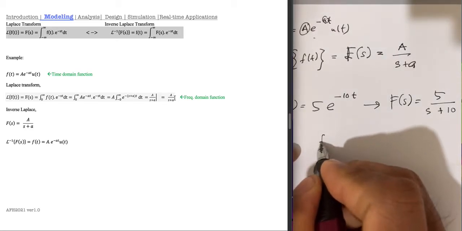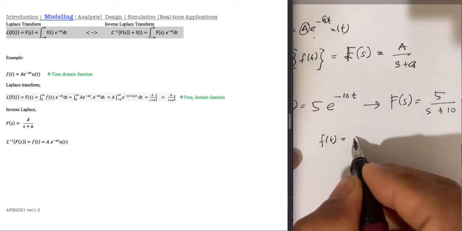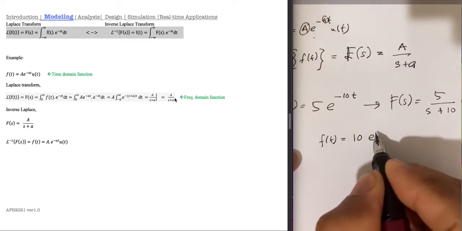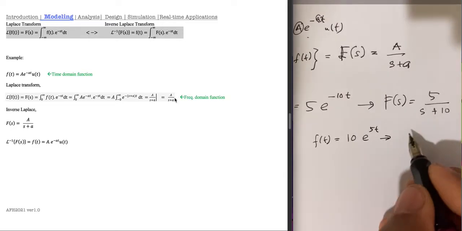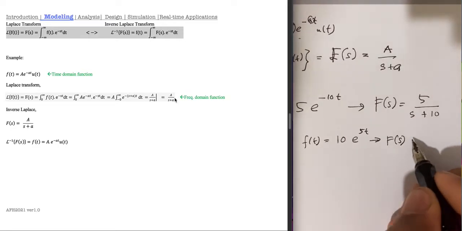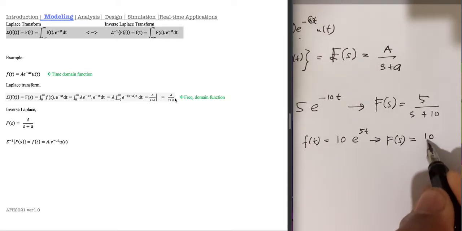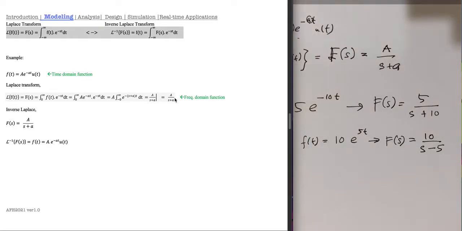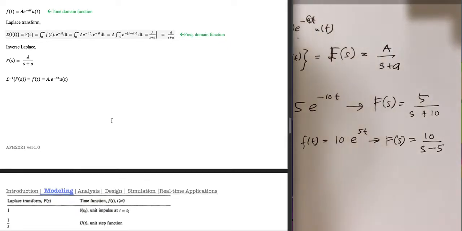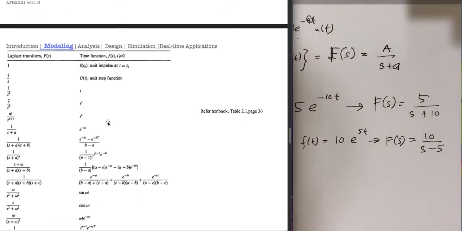Okay, then similarly, if we have f of t equal to 10e to the minus 5t positive, then we can have a Laplace transform F of s equal to 10 over s minus 5. So basically we don't have to really derive one by one. We see the pattern and then we can straight away transform them into Laplace form. Okay, that makes our life much simpler.